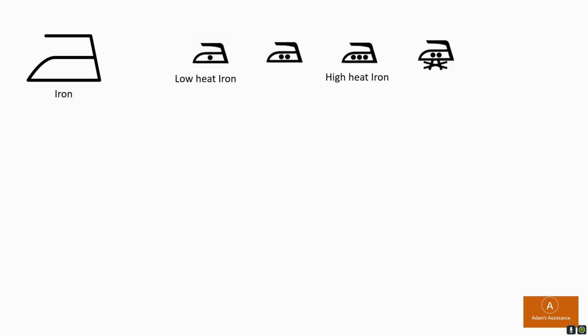And then lastly is iron. Similar again with your dots. Low temp, medium temp and high temp on your iron. Some of them will have two lines coming out, which represents steam. In this case, we've got iron on a medium temp and do not use steam. And then lastly, do not iron.